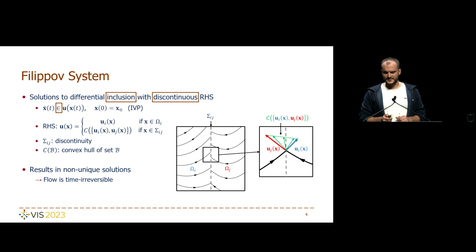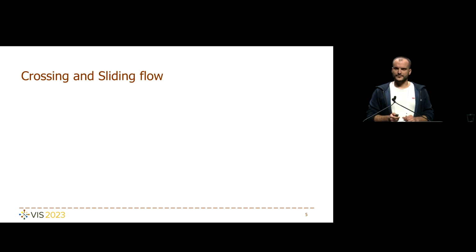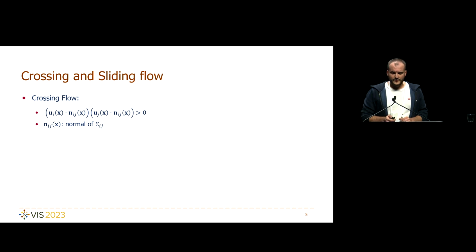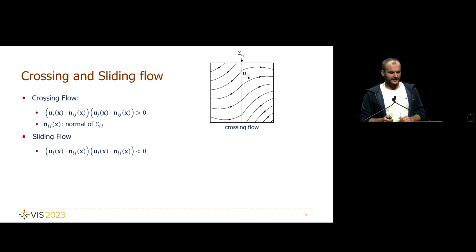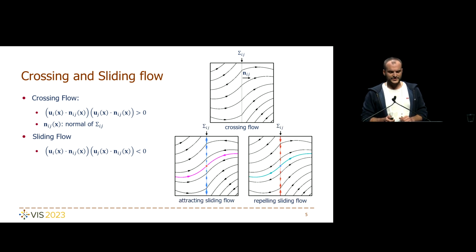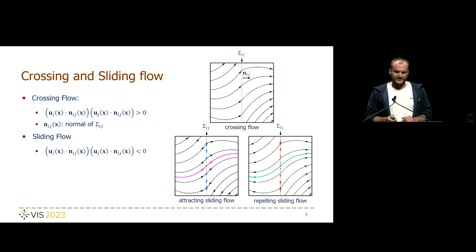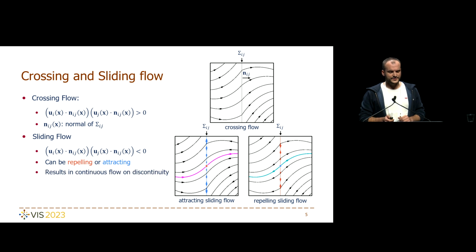Due to the set-valued right-hand side, solutions to Filippov systems are in general non-unique, and therefore the flow is time irreversible. Crossing flow occurs where one field points towards the discontinuity and the other away from it. A time reversal of solutions is here possible. Sliding flow, on the other hand, occurs where both fields either point towards or away from the discontinuity. Furthermore, sliding flow can be of type repelling or attracting, and results in a continuous flow on the discontinuity, which we refer to as discontinuity flow.